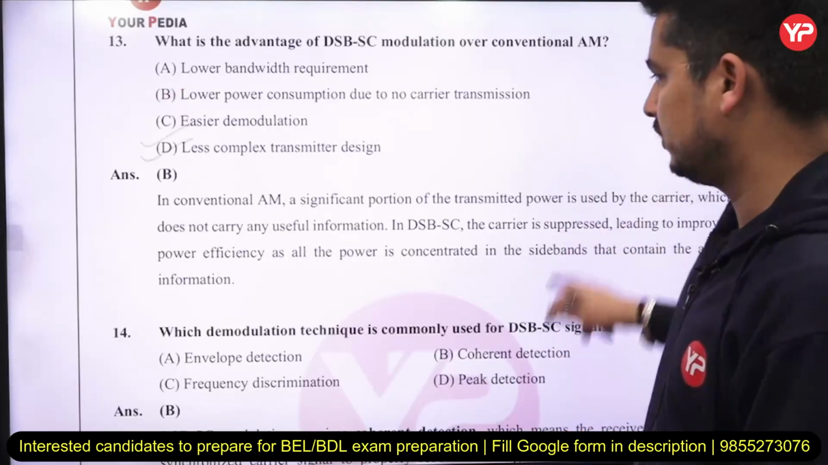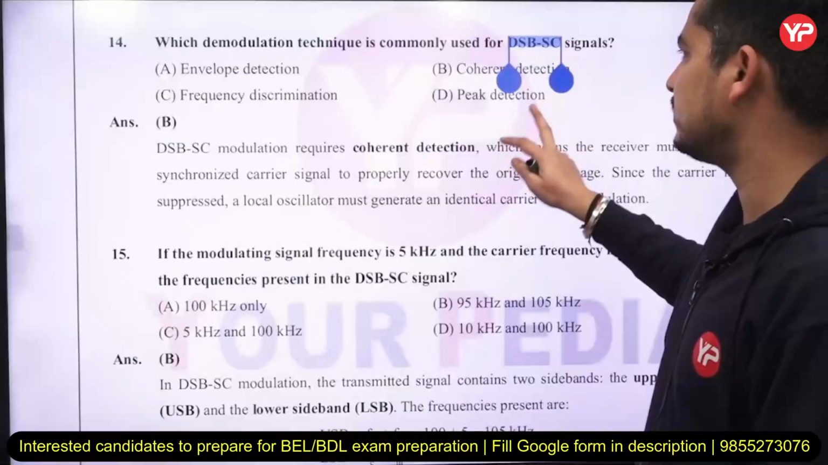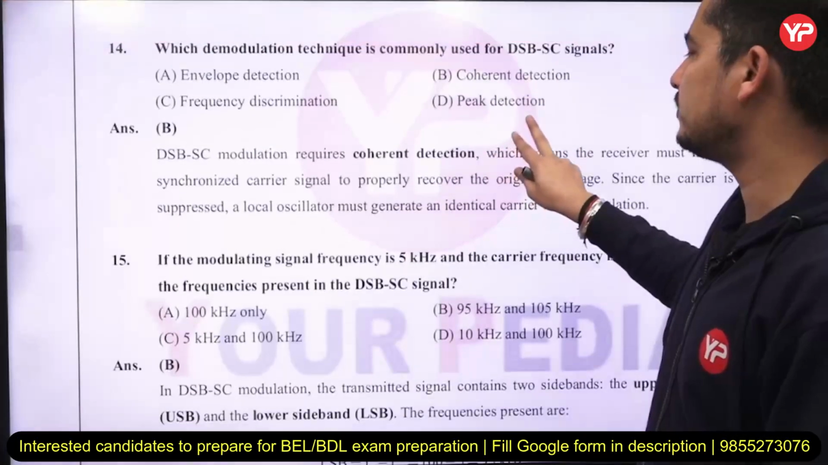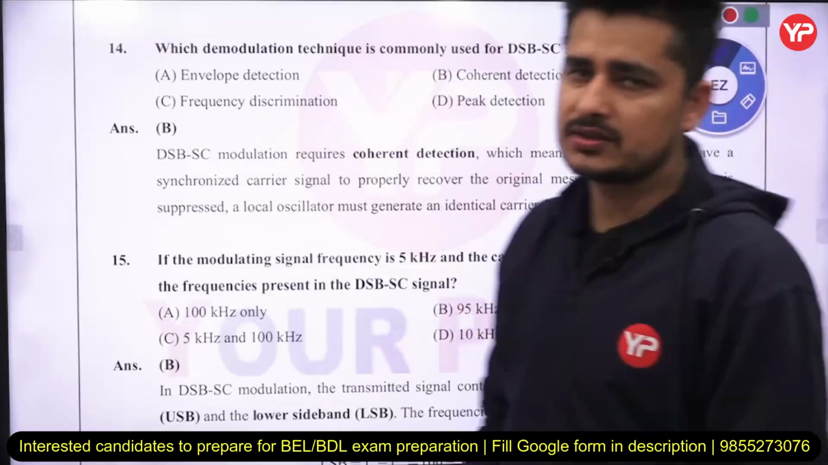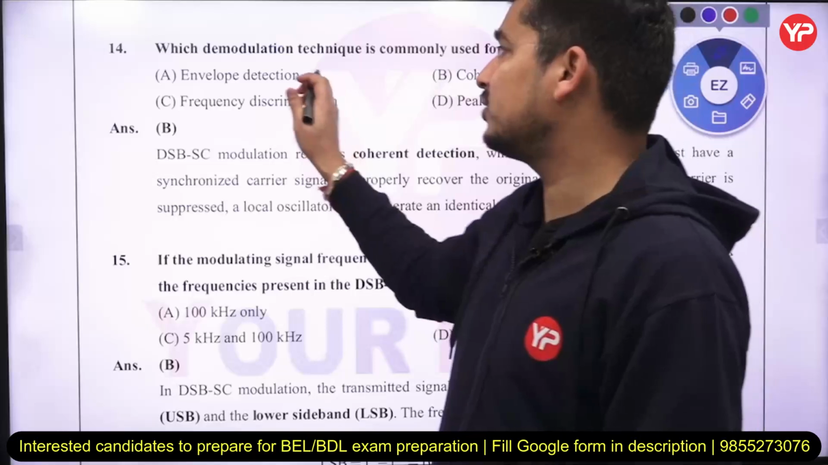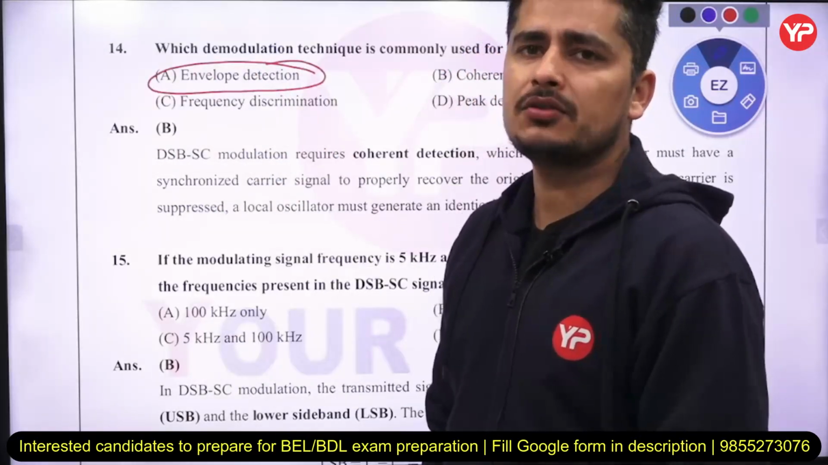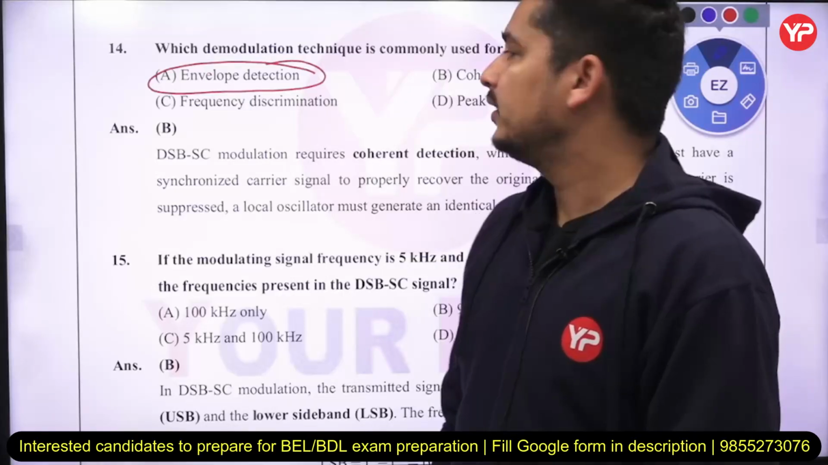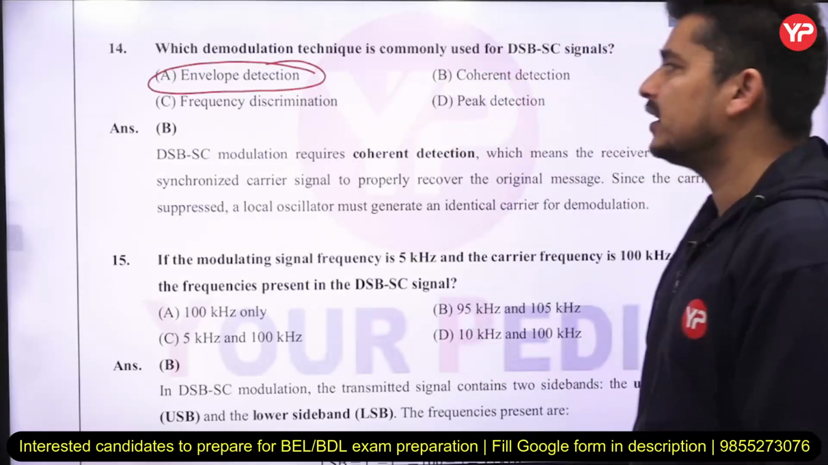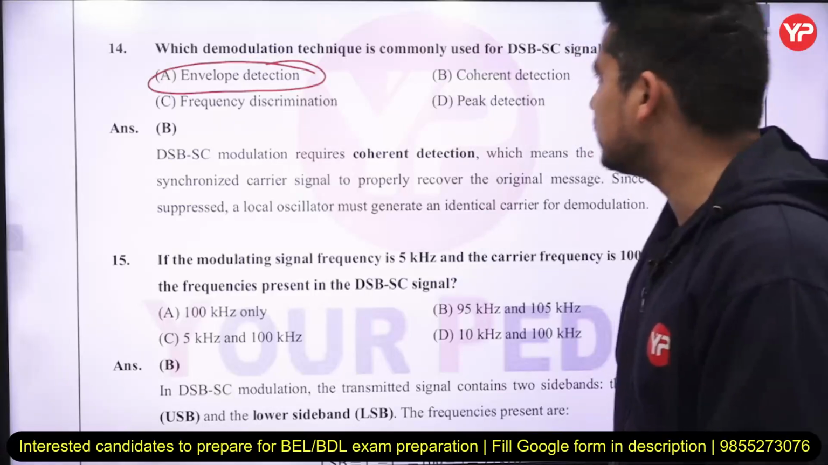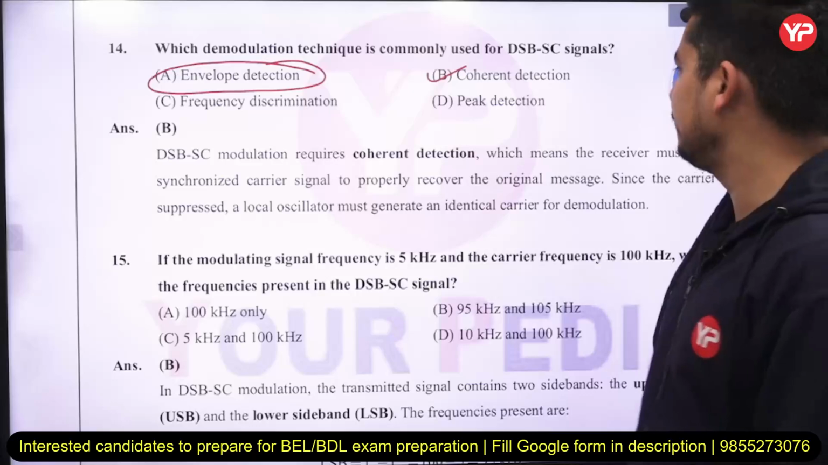Okay, next. Which demodulation technique is commonly used in DSB-SC? Basically, if I am talking about DSB-SC, we generally use coherent detection, right? The envelope detector is only applicable for full AM detection, and for that you have to choose the mu value less than 1. Then you can use the envelope detector, otherwise you can't use it. The frequency discrimination method is not used here, the peak detector is not used here, only the coherent detector is used here, right?